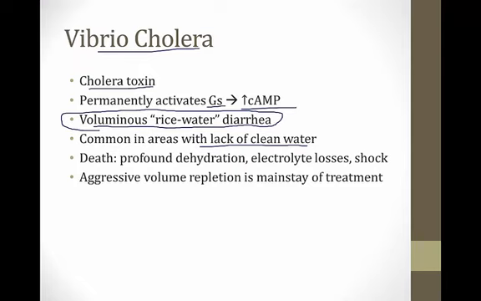And this can be a very severe illness. People can die from profound dehydration and electrolyte losses and shock if it's not treated appropriately. And actually, the mainstay of treatment is aggressive volume repletion. The body will clear the infection in time, but you have to give the patient enough fluid to keep up with the heavy losses caused by the cholera toxin.